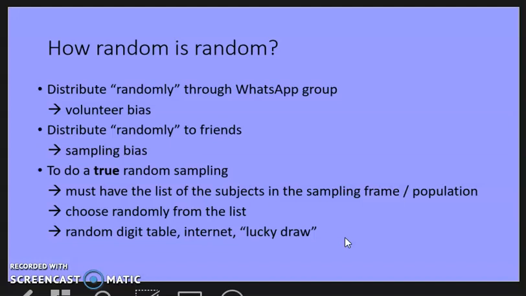Of course, as I mentioned just now, there are a few types of random sampling, but basically what I mentioned just now is simple random sampling. So you cannot just claim that you gave it randomly to everyone just like that.